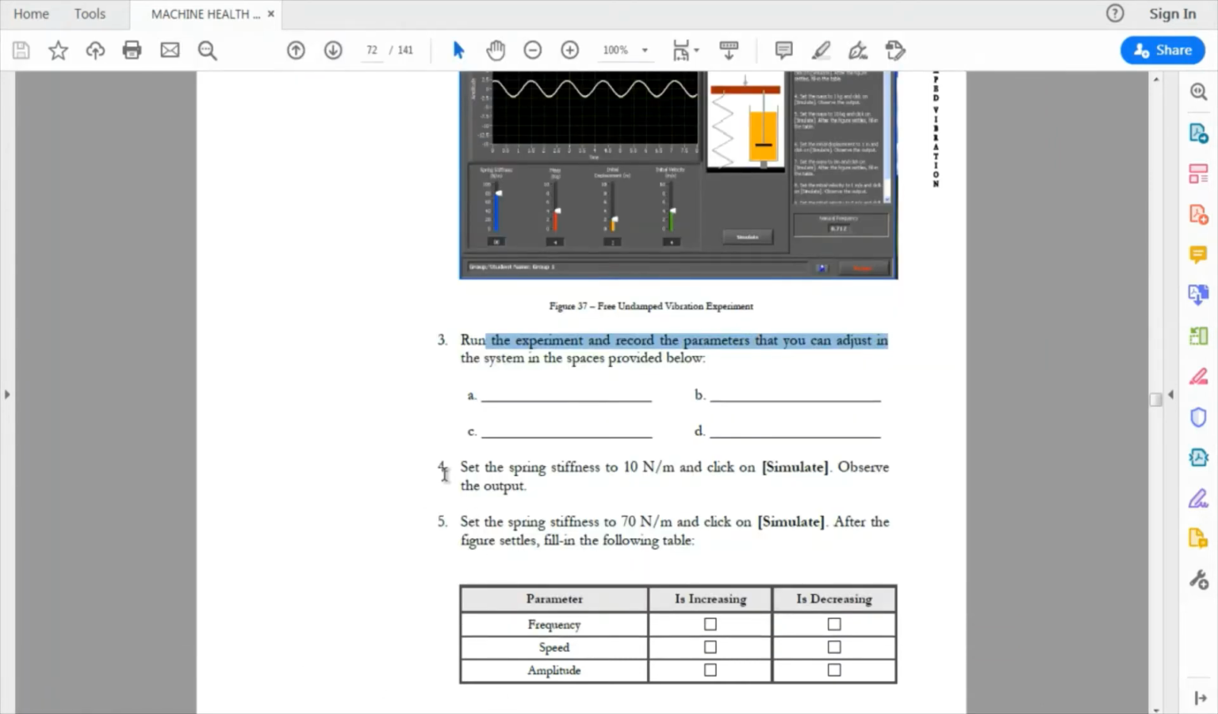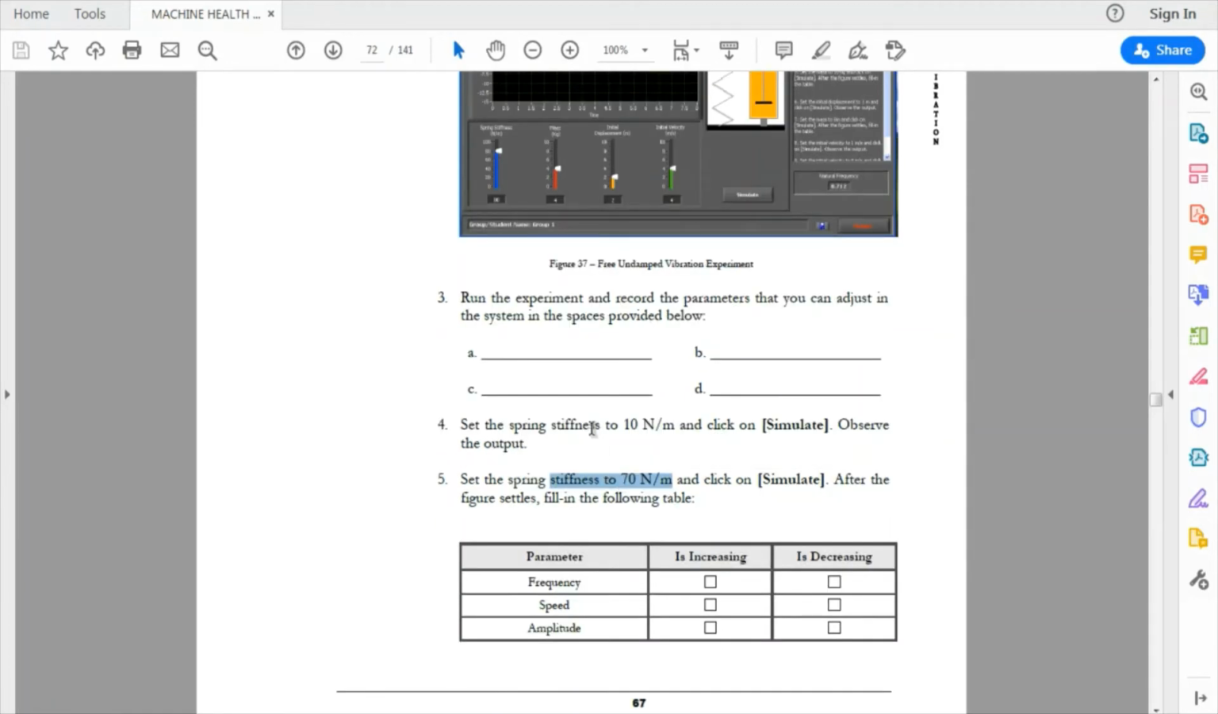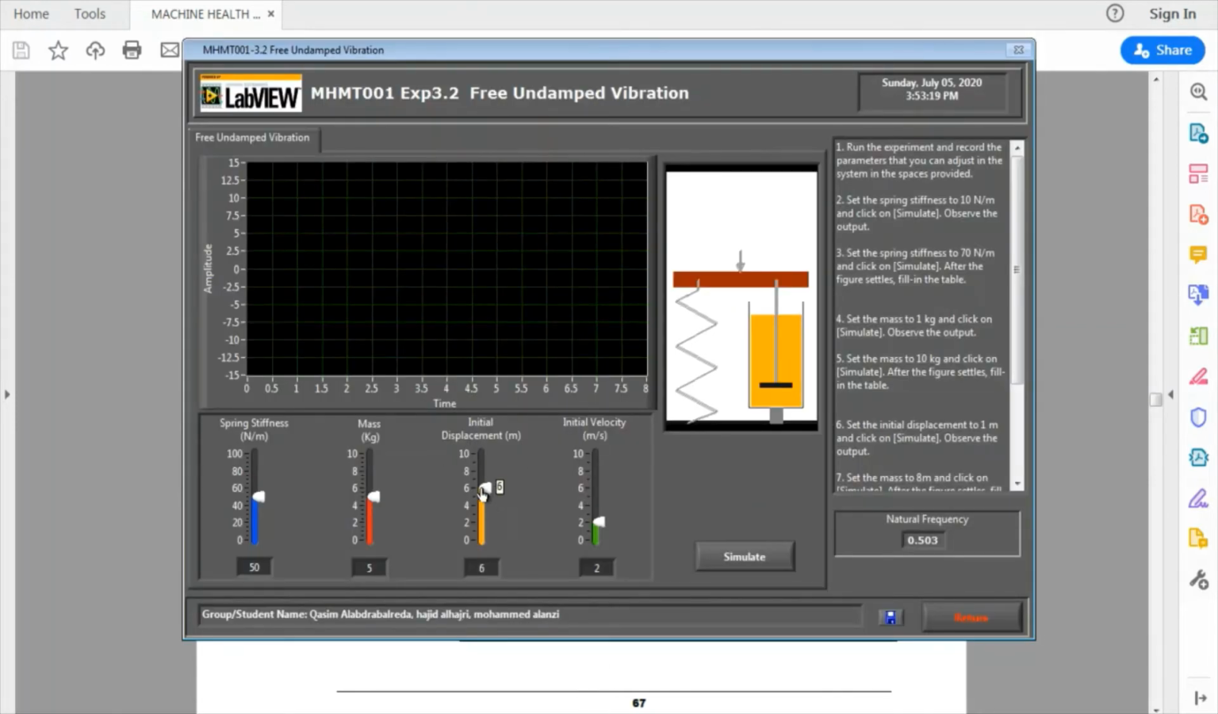We need now to consider the effect of changing the stiffness. So we will try 2 values of the stiffness. One is 10 and the other is 70, and each time we need to look at the response of the system and see how changing the stiffness is affecting the frequency, the speed, and the amplitude. For these 3, we can check this box for increasing or this box for decreasing, or we can comment if that change is not affecting the system. So let's go, and for the other values we can keep them at any value because we're not interested now in looking at their values or their changes. But for spring stiffness, let's do some.